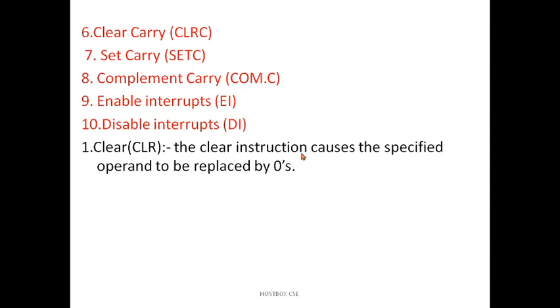First one, clear. The clear instruction causes the specified operand to be replaced by zeros. Remember, for logical instructions we take care of binary bits, and what kind of operation we can perform on them with the help of these instructions. For example, I have the bits 11101. Suppose I want to clear it: I can change them all to 0, that is 00000. That is the best example for clear, where we make the bits 0 as initialization.